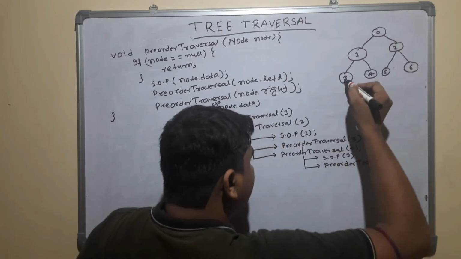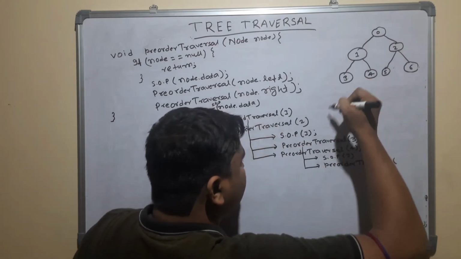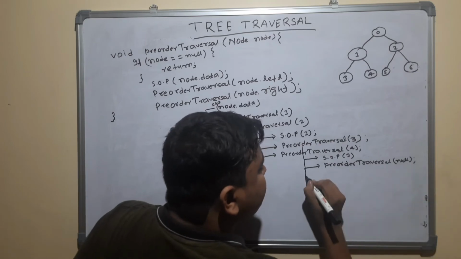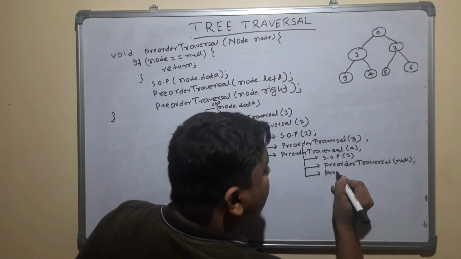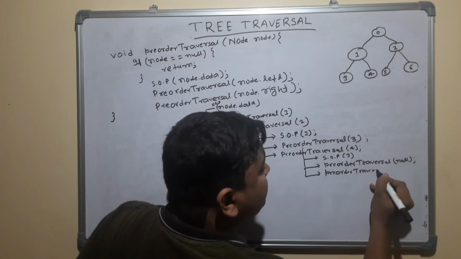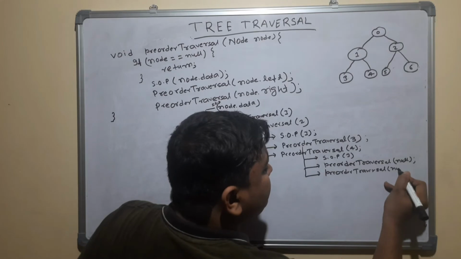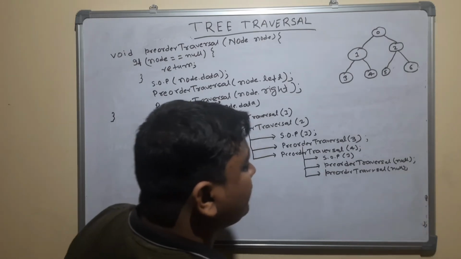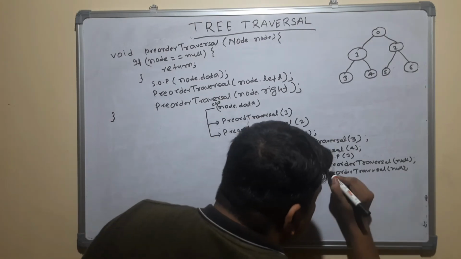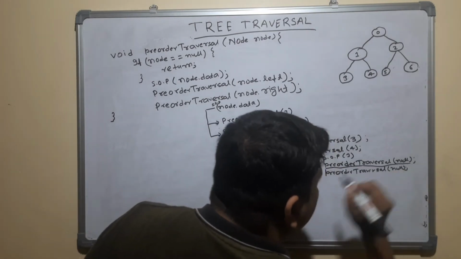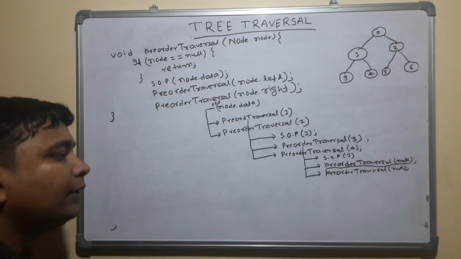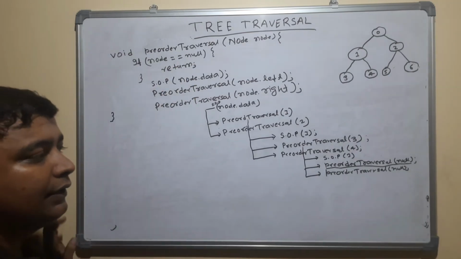So left of this node is null. Now when this null will be called, correct, I have written here node equal to null, so we will not return anything.